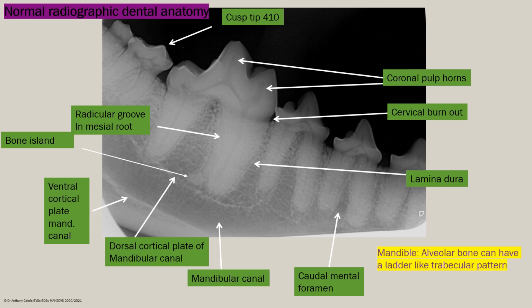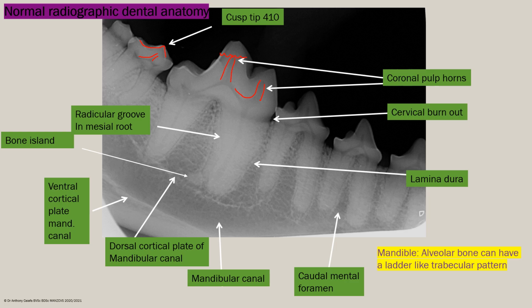We are now looking at the caudal mandible, and I'll go through the anatomical structures present here. Here we have the cusp tip of tooth 410. This is the right hand side, lower right hand side. You can see a little pulp horn going up here. You can see on tooth 409 there's a pulp horn here coming up here, and another pulp horn coming up here. So again, as I said before, if you get a fracture in this area, it's not uncommon that the pulp horn is exposed.